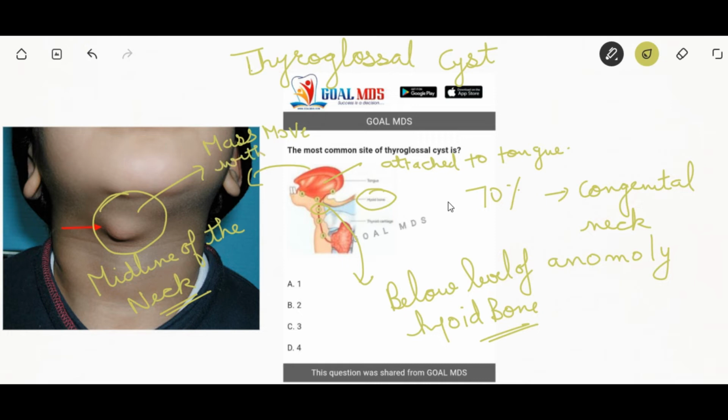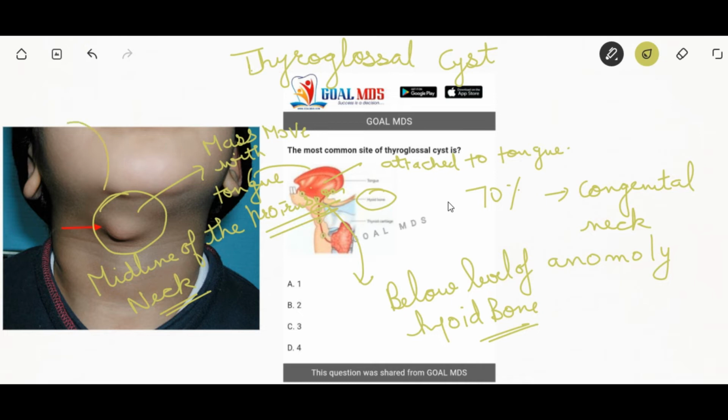Other investigations you can perform are the blood test, ultrasound examination to create an image of blood vessels, tissue and organs to evaluate the mass and surrounding tissue, or you can do a thyroid scan to reveal any physical abnormality of the thyroid, or FNAC may be done. So what is the treatment? The treatment is a surgical procedure to excise the thyroglossal cyst. The operation is known as the Sistrunk procedure, and it is performed under general anesthesia.